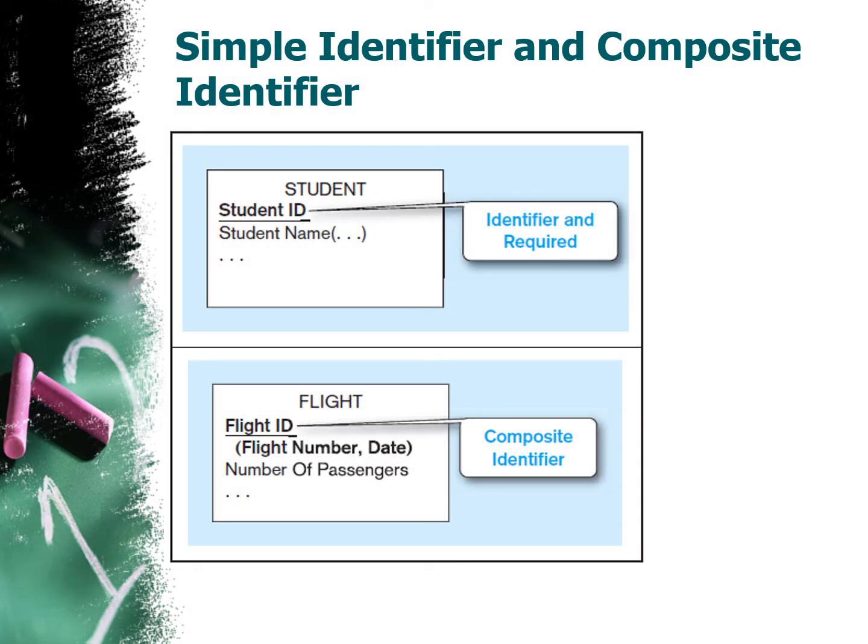Now we have simple identifier and composite identifier. This is just an example here. A student ID would be unique and a simple identifier. A composite identifier, let's say a flight ID, could be composed of a flight number, date, and number of passengers.